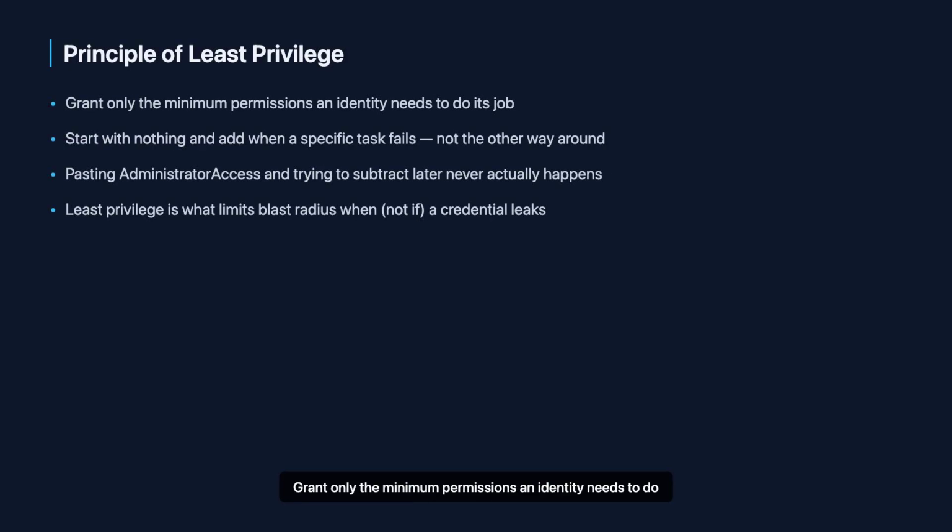The principle that holds all of this together is least privilege. Grant only the minimum permissions an identity needs to do its job. Start with nothing and add permissions when a specific task fails, not the other way around. The path of least resistance is to paste administrator access on every role and promise yourself you'll tighten it later. That cleanup never happens. Least privilege is the design choice that limits the blast radius when, not if, a credential leaks. It's exactly the control Capital One didn't have.